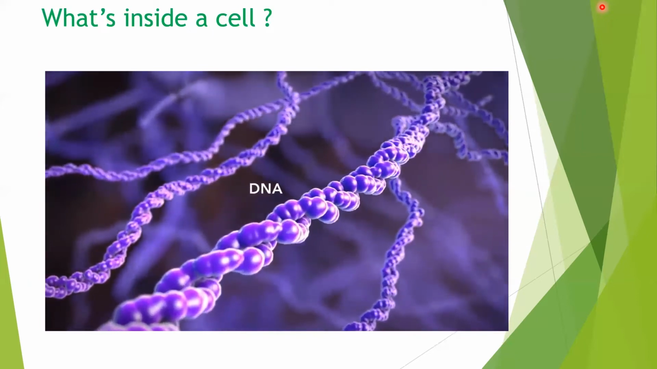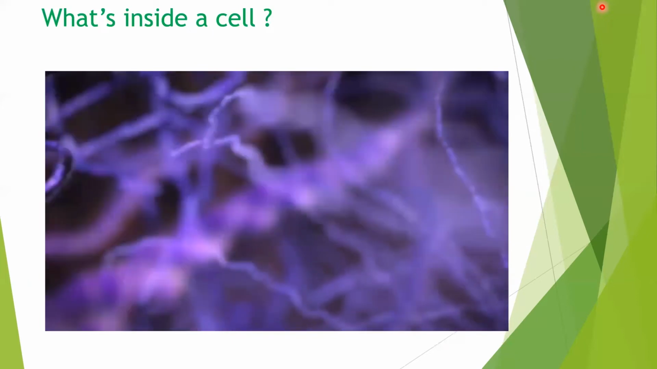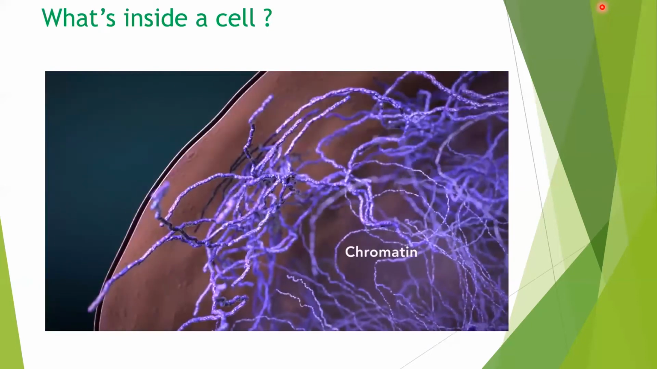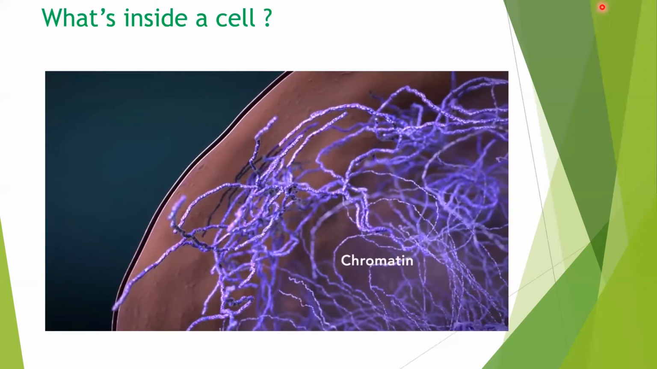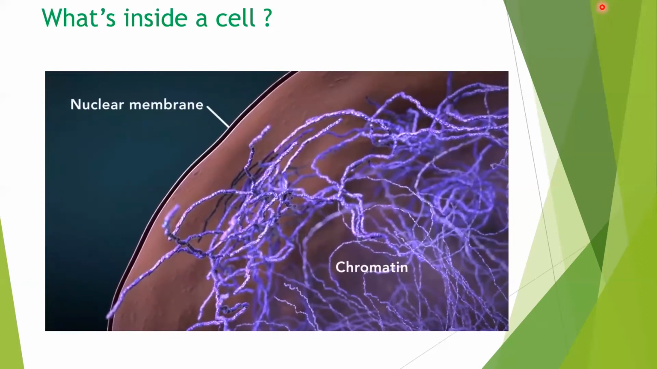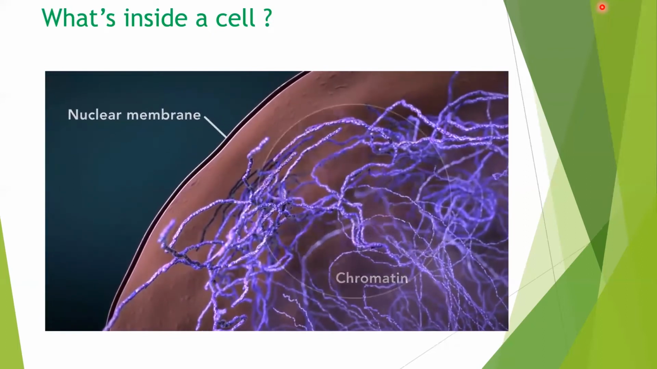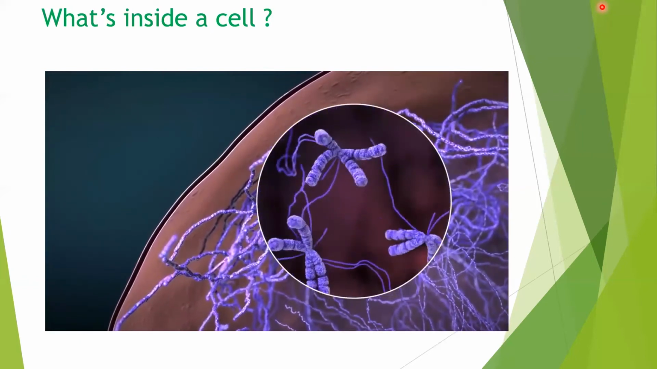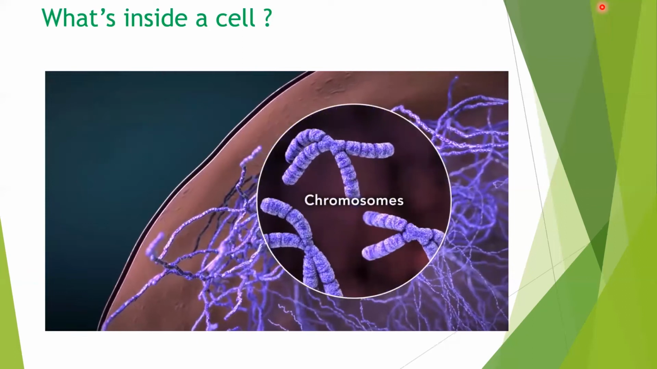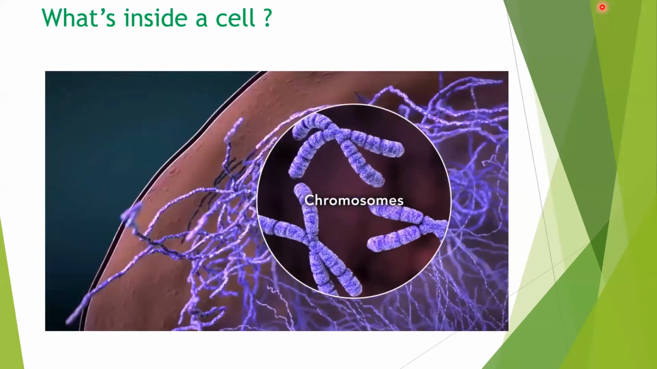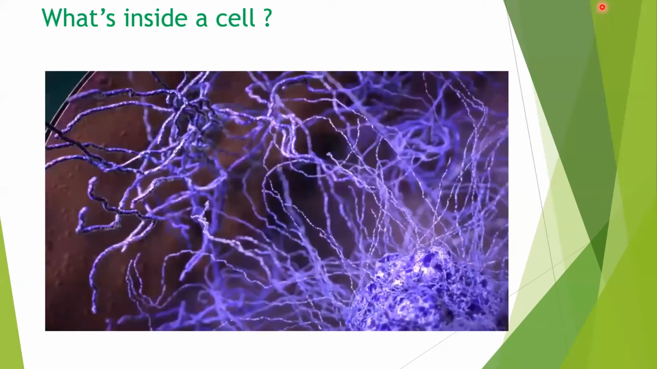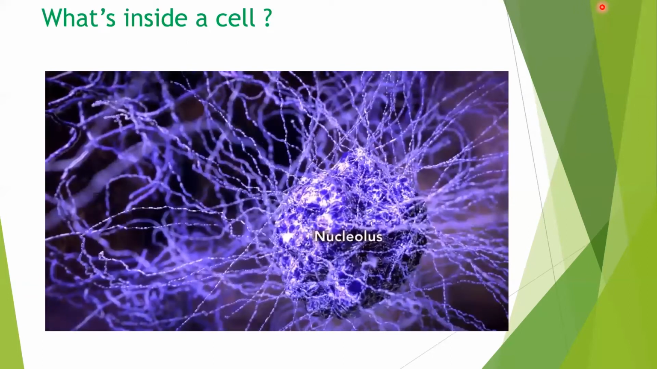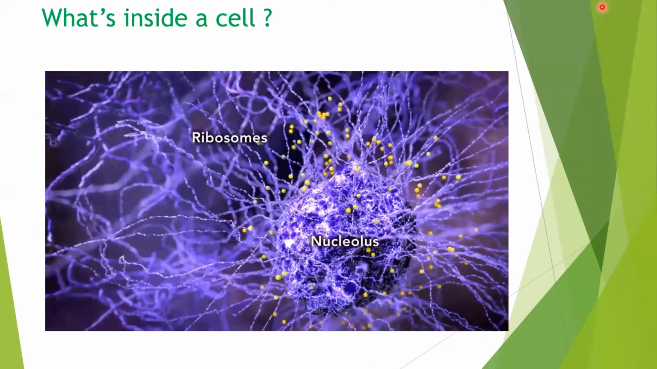DNA dictates what the cell is going to do and how it's going to do it. Chromatin is the tangled, spread-out form of DNA found inside the nuclear membrane. When a cell is ready to divide, DNA condenses into structures known as chromosomes. The nucleus also contains a nucleolus, which is a structure where ribosomes are made.